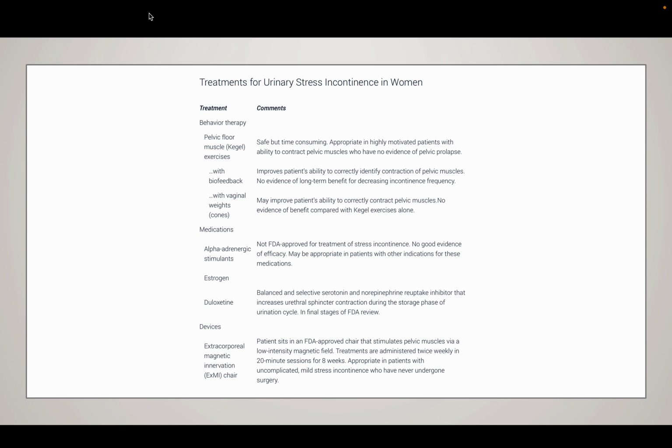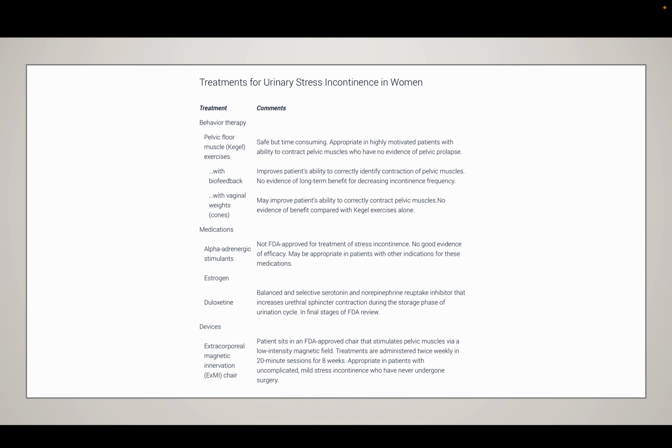These are the various options for stress incontinence. First we can try behavioral therapy, where you advise Kegel exercises and also ask them to hold the urine for a long time in between the incontinence. That is how pelvic floor exercise and biofeedback therapy can be used. Alpha adrenergic stimulants can also be used, but they are not FDA approved per se. Duloxetine is one drug which increases the sphincter contraction. That is one more thing that can be used in the case of stress incontinence.